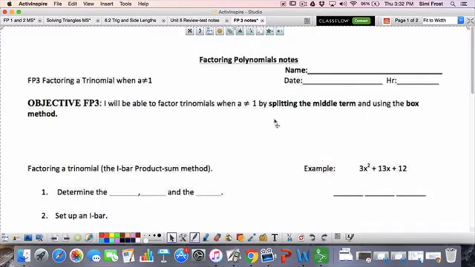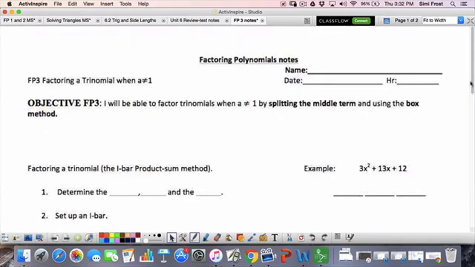Okay, welcome to the video on factoring polynomials. Number 3, we're going to be factoring when a doesn't equal 1. So our objective here: I will be able to factor trinomials when a is not equal to 1 by splitting the middle term and using the box method.